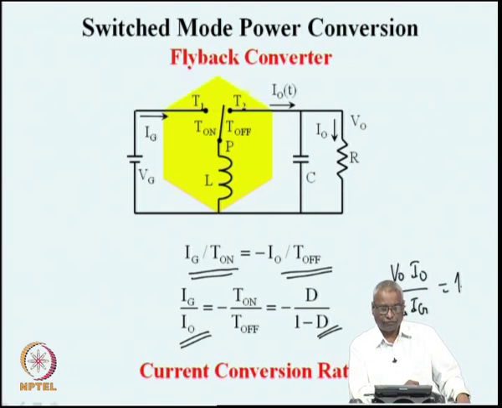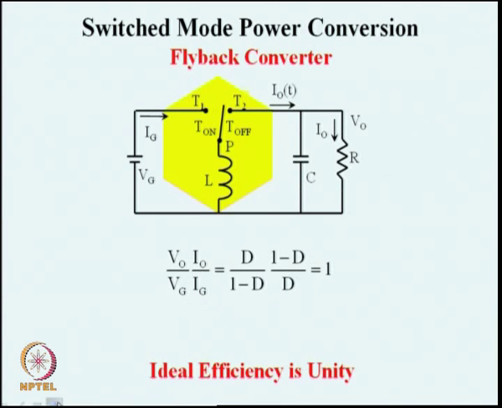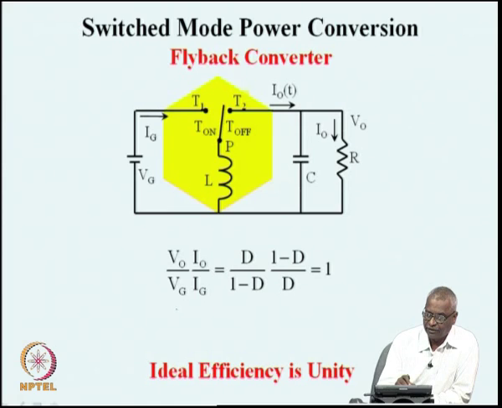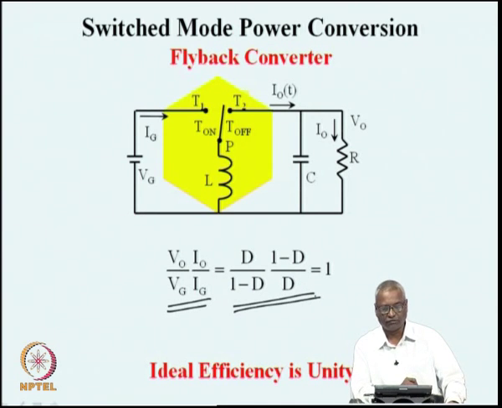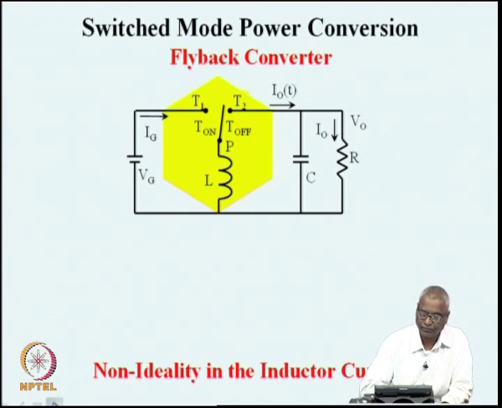On account of conservation of energy, and because there are no losses in the ideal converter, V naught by Vg will be the same as Ig by I naught, which is this ratio D by 1 minus D. Similar results we have seen for the buck converter and the boost converter, and we are seeing the same thing following similar lines of analysis. The efficiency is given by the ratio of voltage conversion and current conversion, which is 1, and this is what we expect in the ideal case.